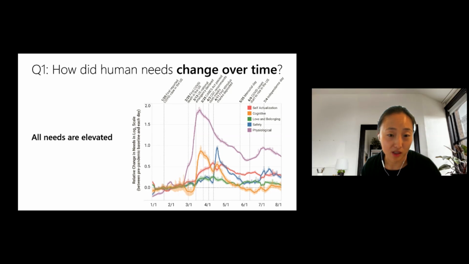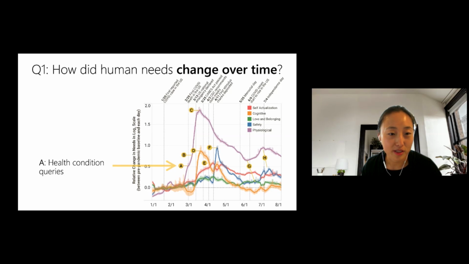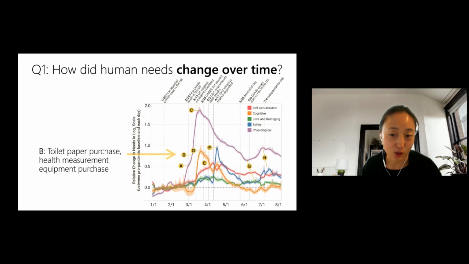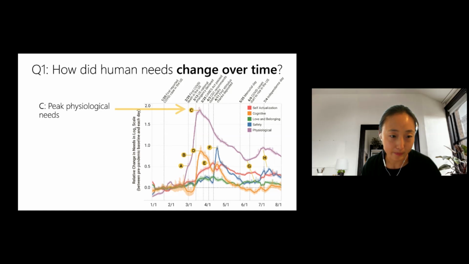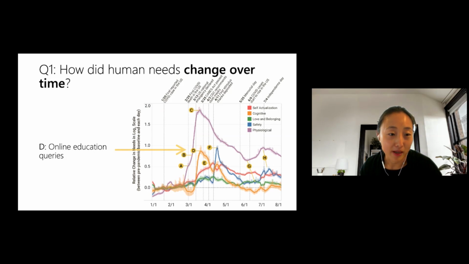And to understand what contributes to these changes, we examined the subcategories. So physiological needs were primarily contributed by health condition related queries around the first reported COVID death in the US, followed by toilet paper and health measurement equipment purchases, reaching a peak shortly after the national emergency was declared in the US. And around the time of mandated lockdowns, we see an increase in cognitive needs through online education queries.